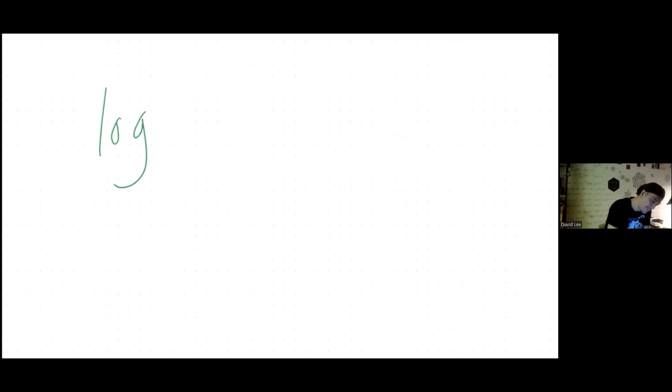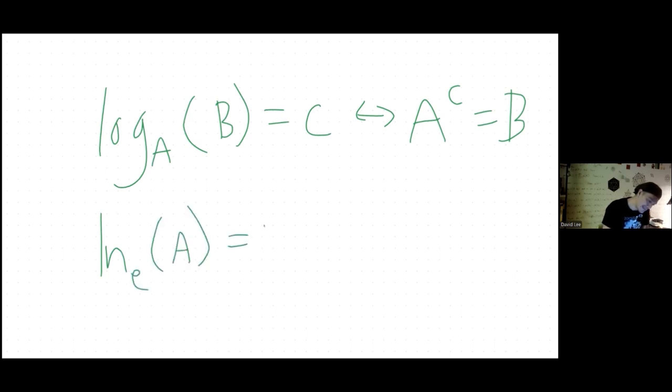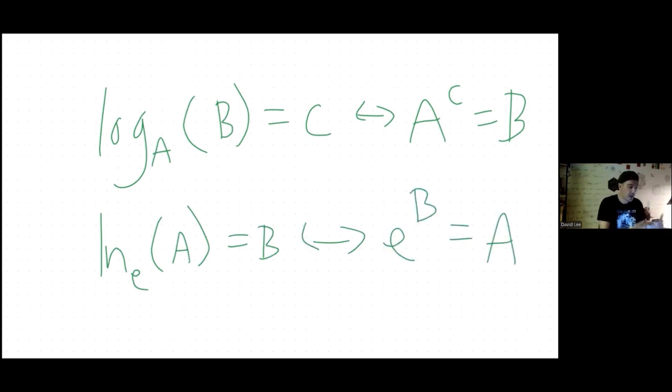So recall the other day that log base A of B equaling C implies that A to the C is equal to B. We introduced that the other day. Now, instead of regular log, we have this thing called a natural log, a natural logarithm. And it goes like this. Natural log base E, A equaling B, that implies that E to the B is equal to A.